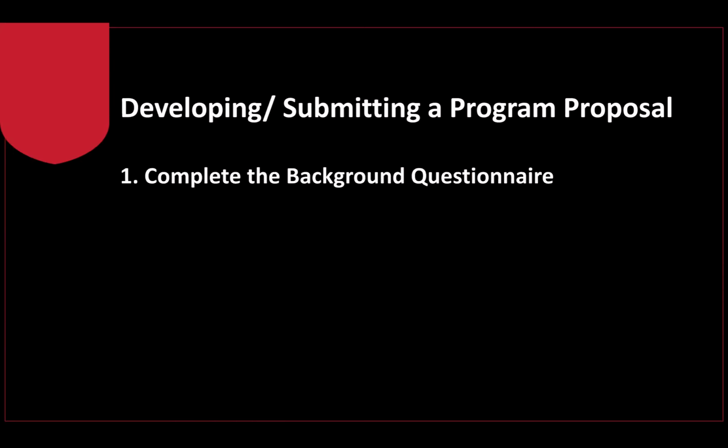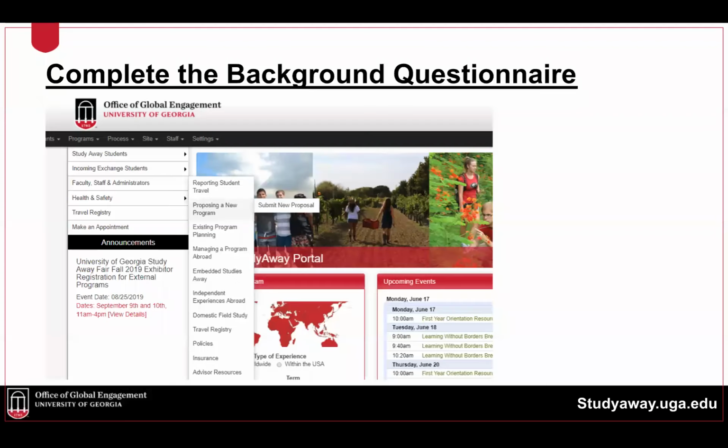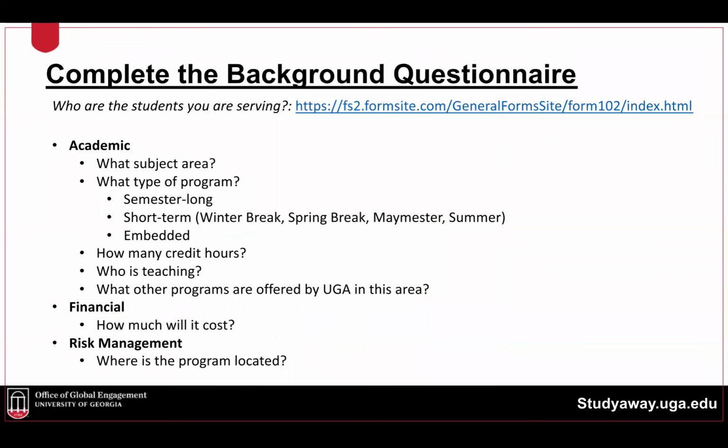So the first step that was outlined is completing the background questionnaire. This can be accessed through the Study Away portal. You can go to, and this is just on the homepage, studyaway.uga.edu. On the upper left, there is the Faculty, Staff, and Administrators tab, which you can hover over. A drop-down menu will provide you with the second option of proposing a new program. And then hovering over that, you'll get the option to submit a new proposal. If you click on that, you will get a link to a form site that you can access.